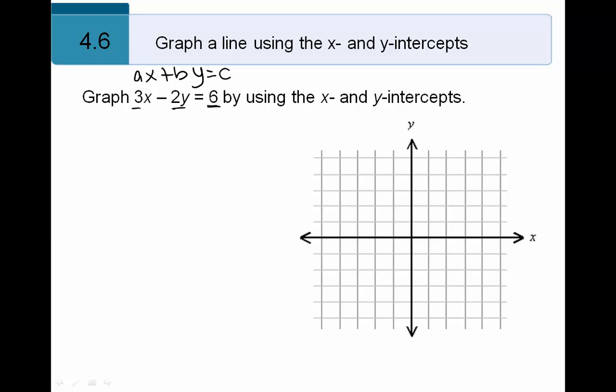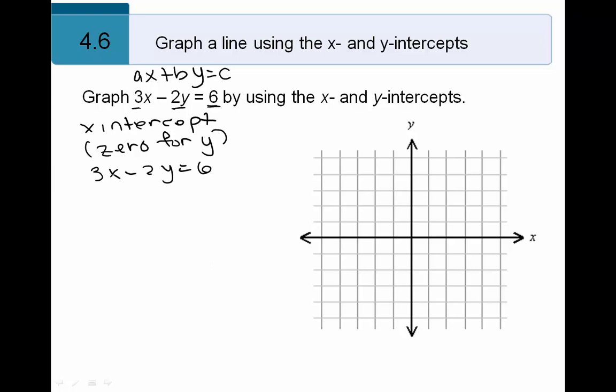So to find our x-intercept, remember we want to plug in 0 for y. My equation is 3x minus 2y equals 6, and I'm going to plug 0 in for y. So I'm going to have 3x minus 2 multiplied by 0 equals 6. Well, negative 2 times 0 is just 0. So I'm left with 3x equals 6. I divide both sides by 3. So x is equal to 2.